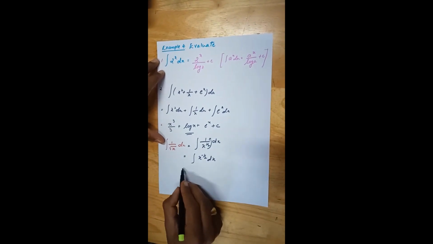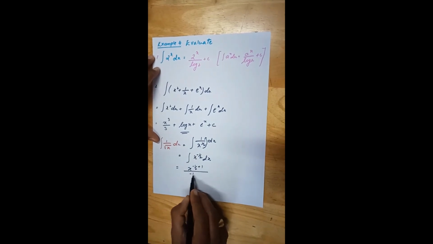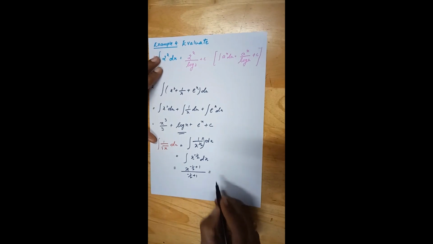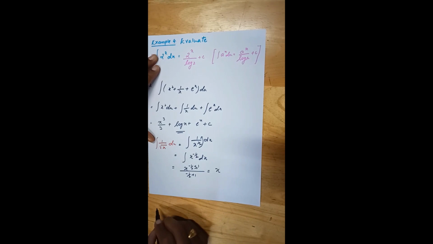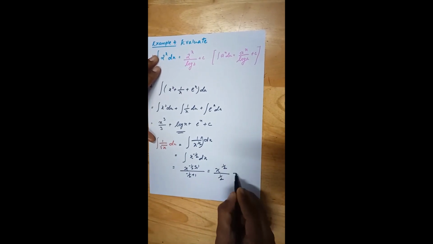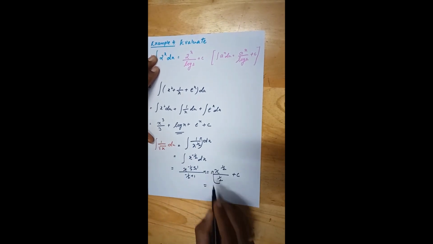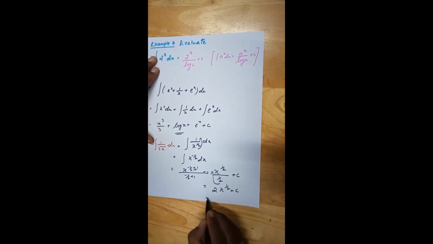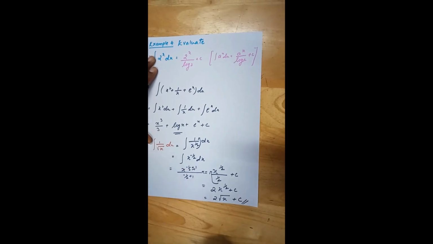So now I can apply the power rule here. Minus 1 by 2 plus 1, divided by minus 1 by 2 plus 1. So I can write this as x to the power, taking LCM here, minus 1 plus 2 is 1 by 2, so 1 by 2 plus c. Always you have to write plus c, which is equal to, now 2 will go up, so you can write 2 x to the power 1 by 2 plus c, which is equal to 2 root of x plus c.